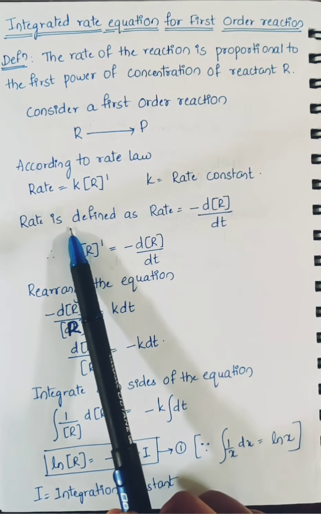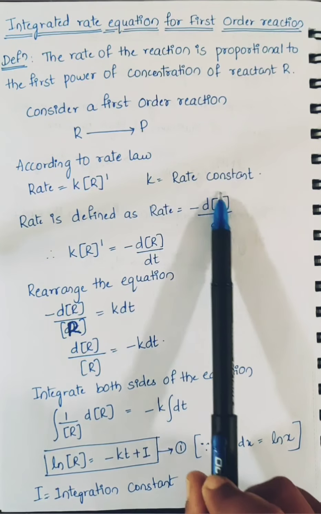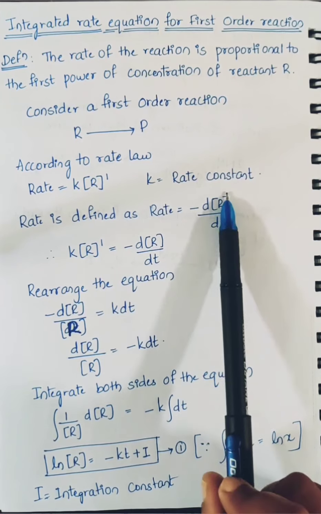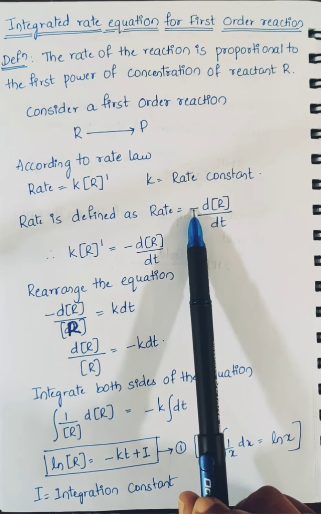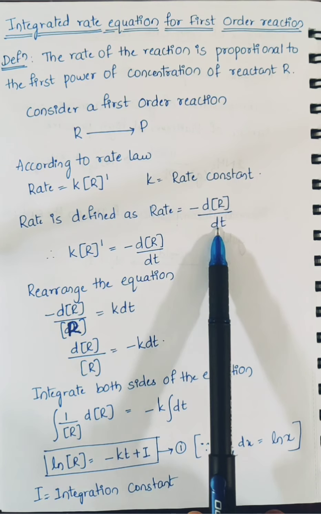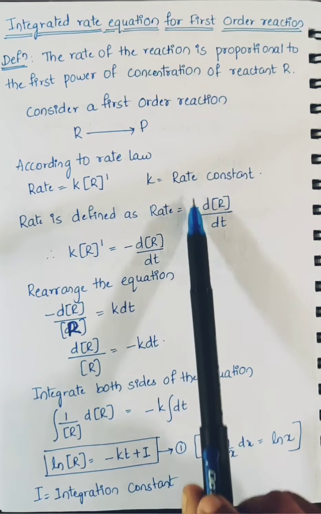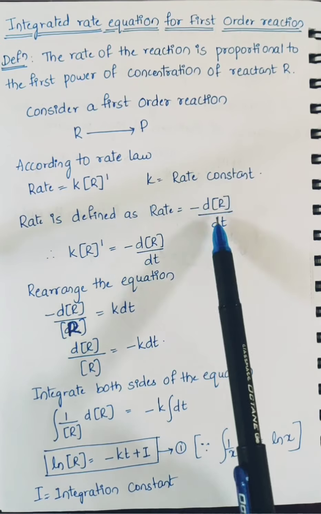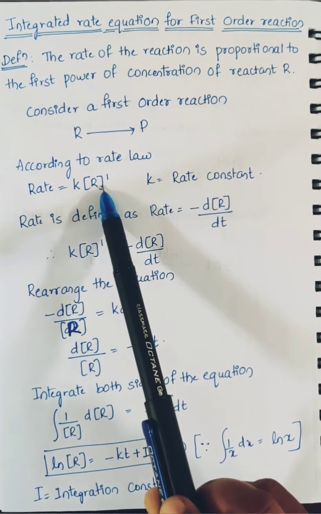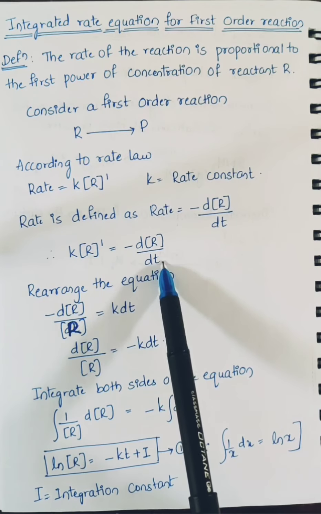Now you can also write the rate in differential form, the differential rate equation. How do you write that? Change in concentration over change in time. If you are writing for the reactant, you are supposed to write a minus sign, so minus dR upon dt. These are both rate equations for this particular reaction. As both are equal, you can equate the two equations. So k R to the power 1 is equal to minus dR upon dt.